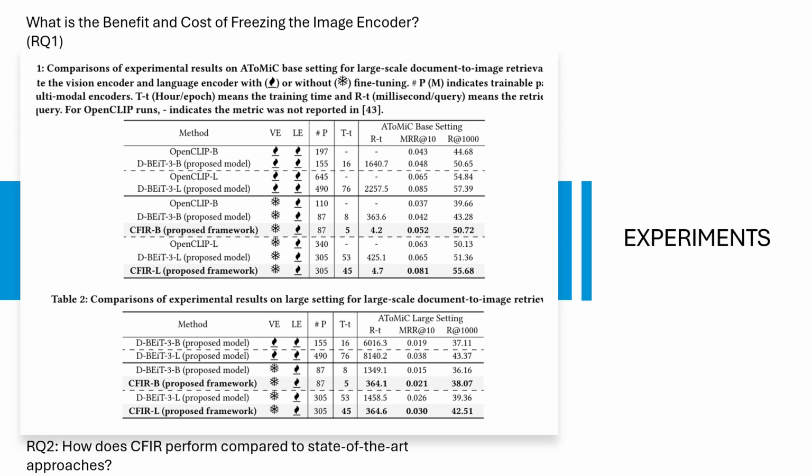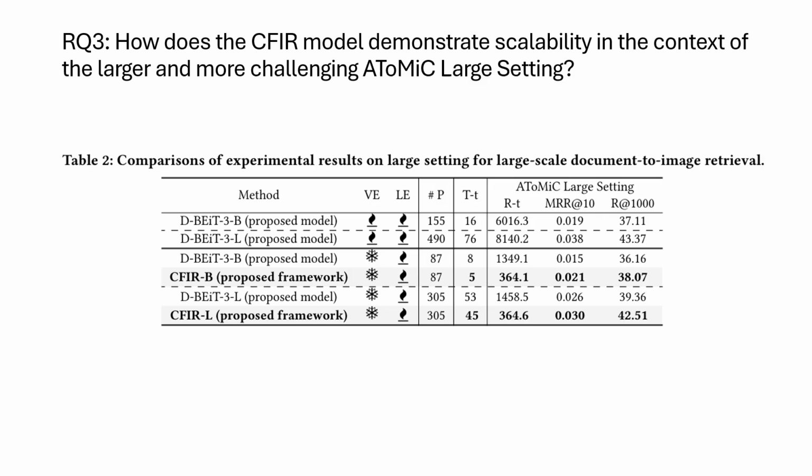Cfir B gains 6.04% improvement on recall at 1000 compared to OpenClip B full. To summarize, under atomic base settings, Cfir outperforms state-of-the-art models OpenClip and BLIP in both effectiveness and efficiency in text-only fine-tuning settings.